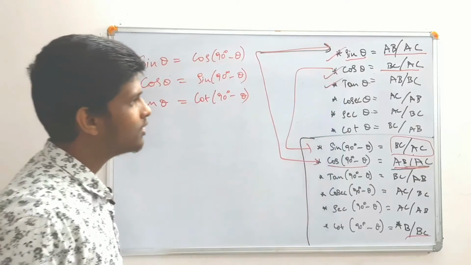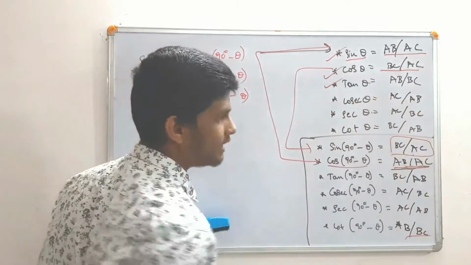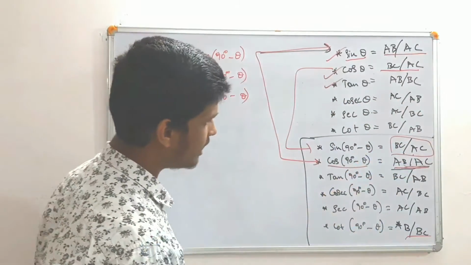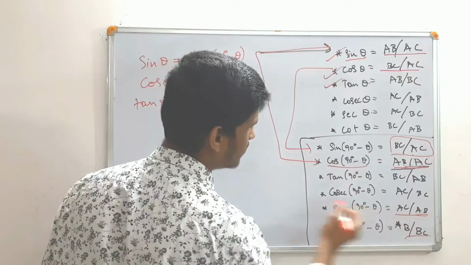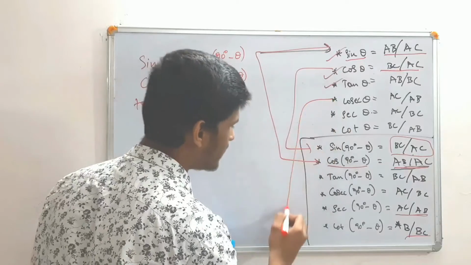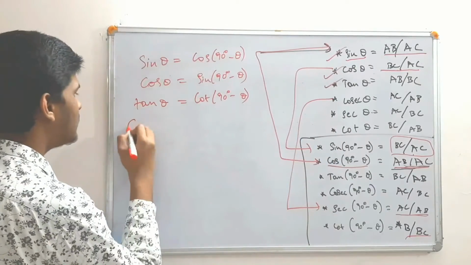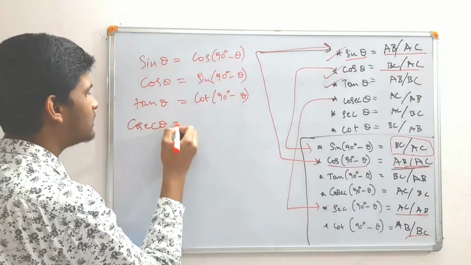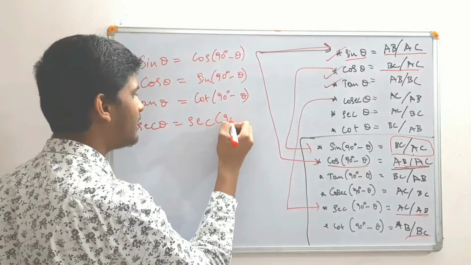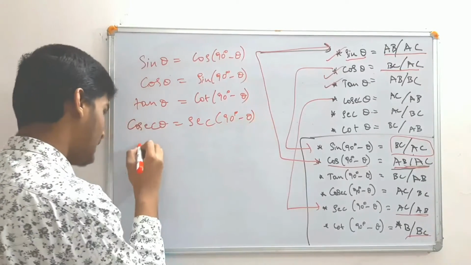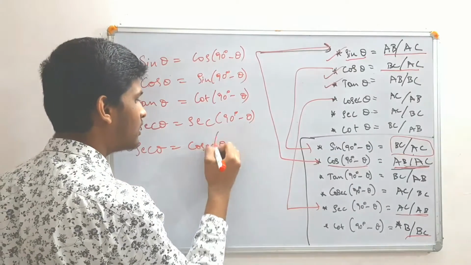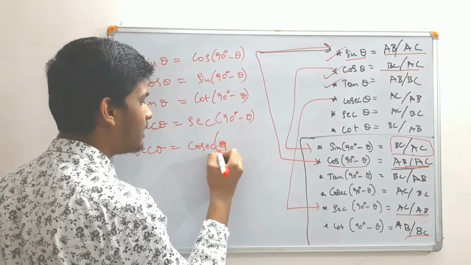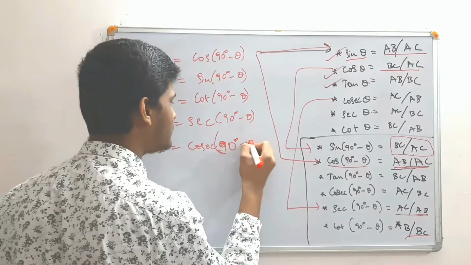Now next, cosecant theta. So cosecant theta is AC by AB. Where is AC by AB? Here. AC by AB is here, secant. So cosecant is equal to secant. Awesome. So cosecant theta is equal to secant 90 degrees minus theta. And for secant theta, that will be equal to cosecant 90 degrees minus theta.